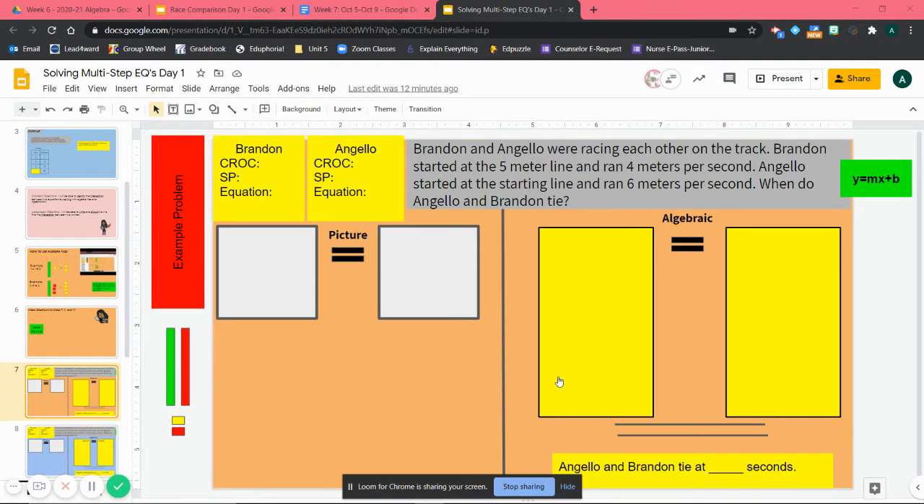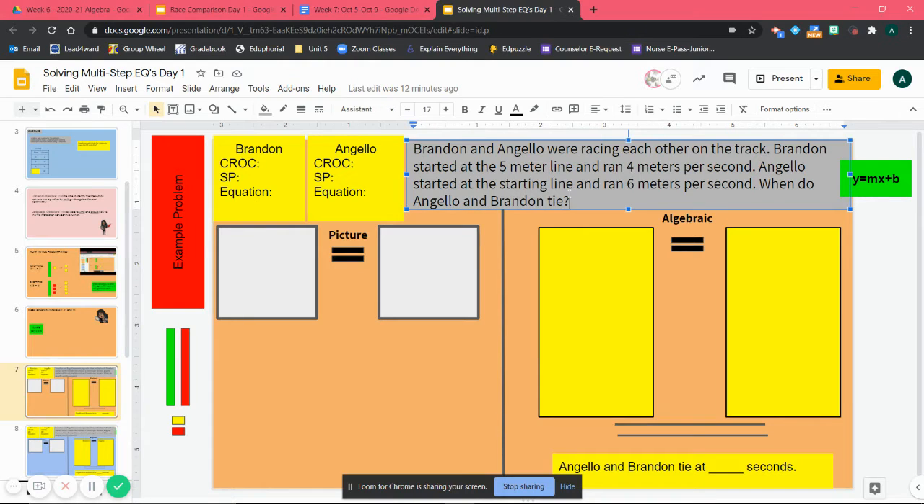It says, Brandon and Angelo were racing each other on the track. Brandon started at the 5-meter line and ran 4 meters per second. Angelo started at the starting line and ran 6 meters per second. When do Angelo and Brandon tie?